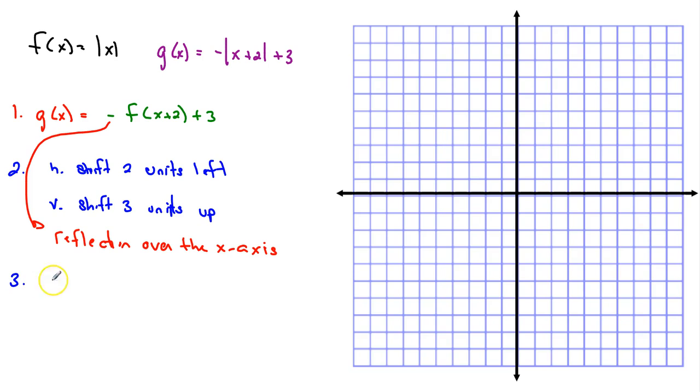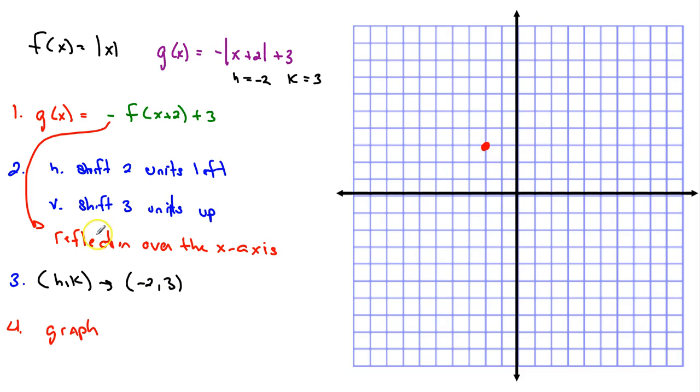My vertex, exactly the same. It's still (h, k). What is the vertex? What is my h? What is my k? h is -2. k is 3. So my vertex is (-2, 3). And then lastly, my graph. I'm going to start with my vertex, (-2, 3).